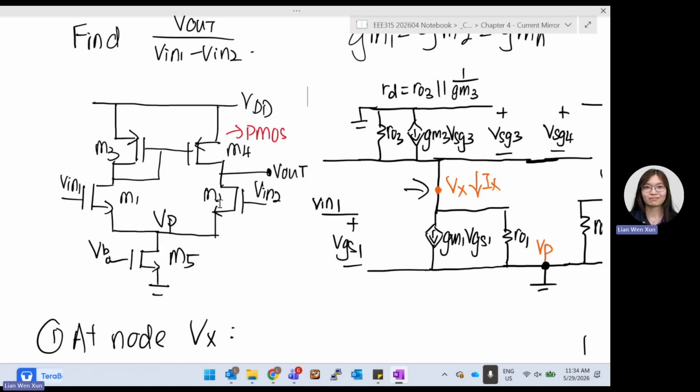This is your answer. Okay. If you assume this to be very small, then you can get GMN R0N parallel R0P. Okay, so this is supposed to be your answer. You can have all the steps figured out.